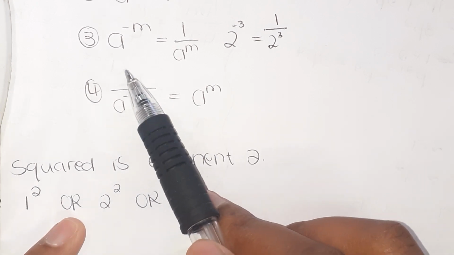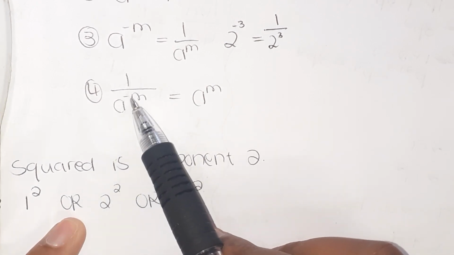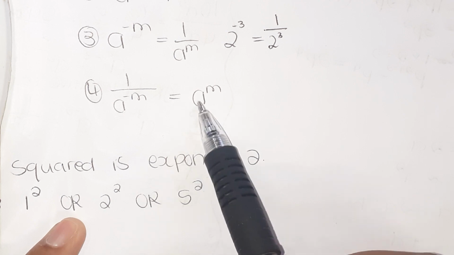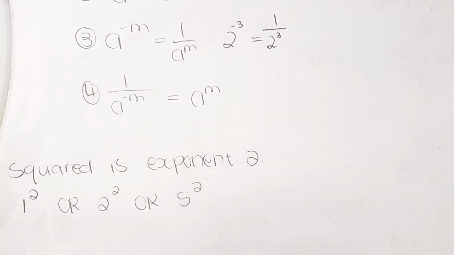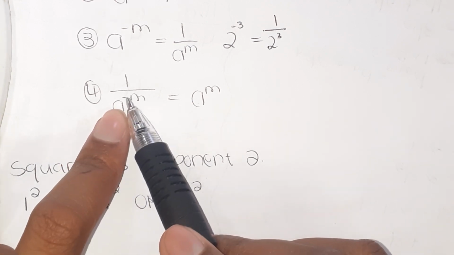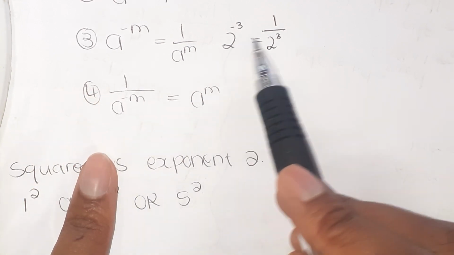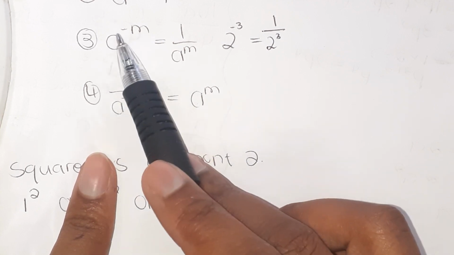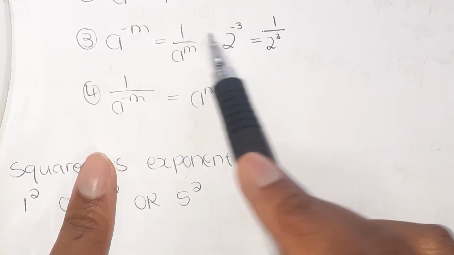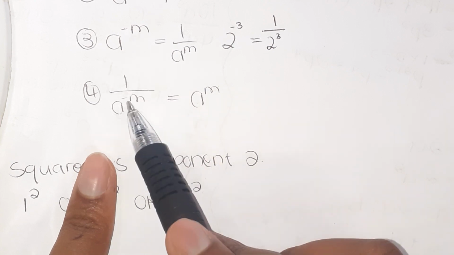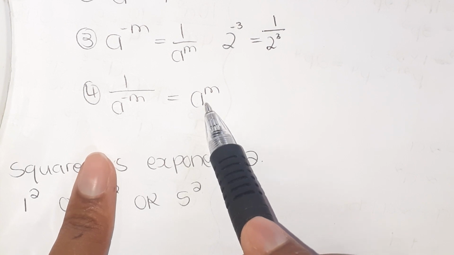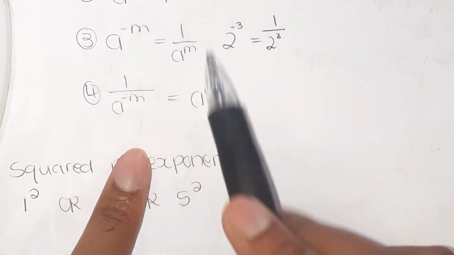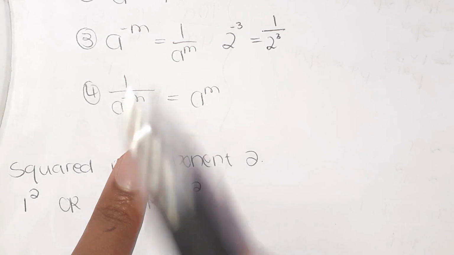Now let's come here. 1 over a to the power of negative m equals a to the power of m. So if we are having it in this way, that is 1 over a to the power of negative m, the negative here, when it's like this, we get rid of the 1. Getting rid of the 1, get rid of the negativity.